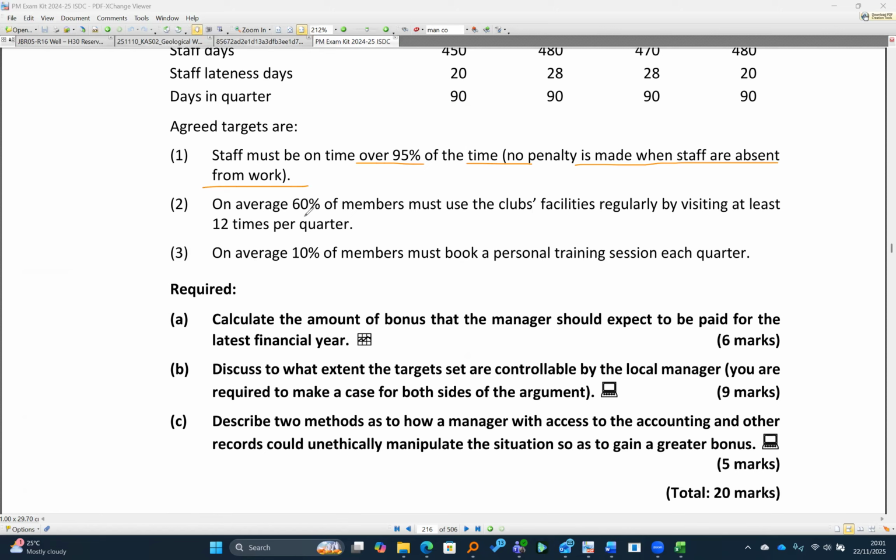Then on average, 60% of members must use the club's facilities regularly by visiting at least 12 times per quarter. Then on average, 10% of members must book a personal training session each quarter. So those are the things that we are going to assess. So we are going to basically check these.